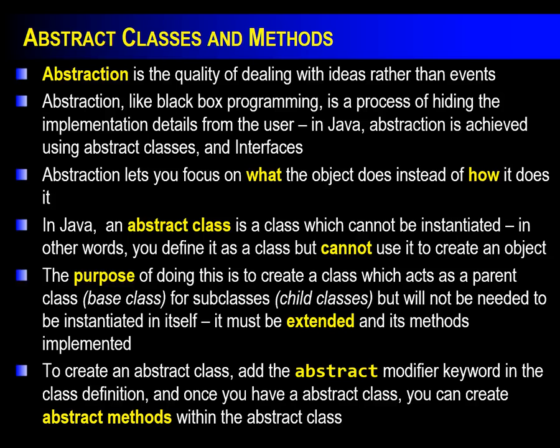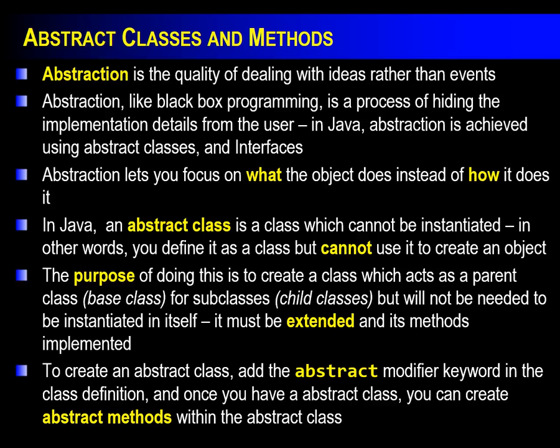So in more specific details, in Java, an abstract class is a class which cannot be instantiated. Okay? In other words, you can define it as a class, but you can never use it to create an object. Now, this is a weird concept to think about: why would I ever want to do that? Why would I want to make something abstract knowing I would never actually create an instance of it?